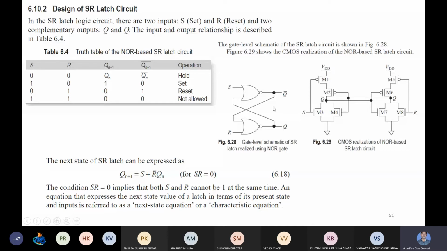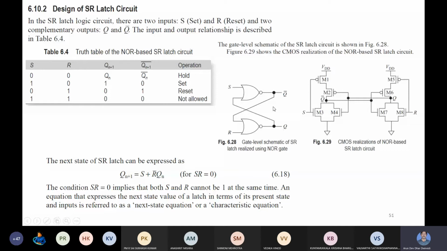As you know from digital electronics, an SR latch has two inputs, set and reset, and complementary outputs Q and Q bar. The truth table for this SR latch is given, and the design using NOR gates is also given here. That part you already know. The only part we have to do here is how to design this circuit, this combination, with the help of static CMOS circuits, static CMOS logic.